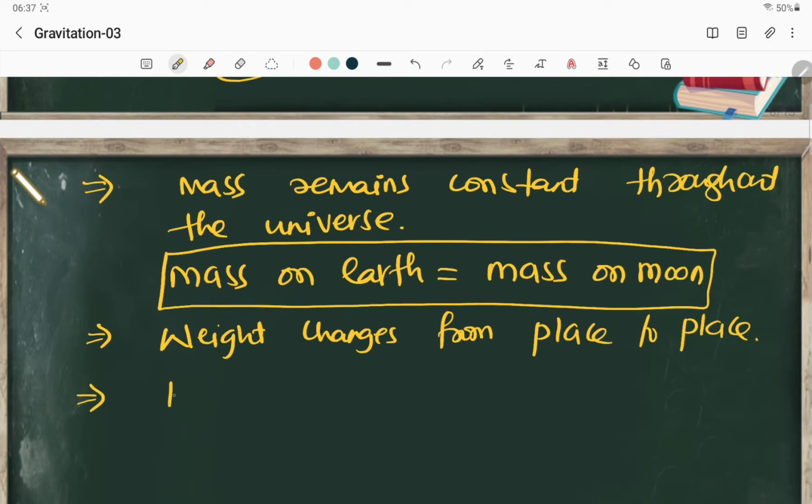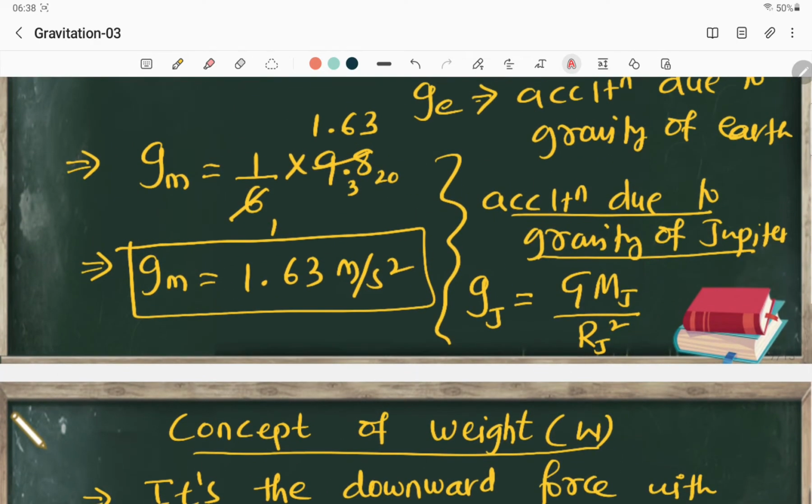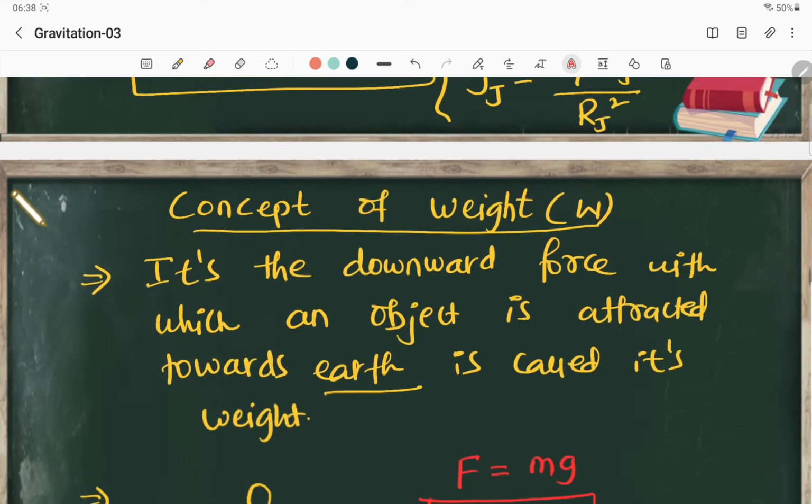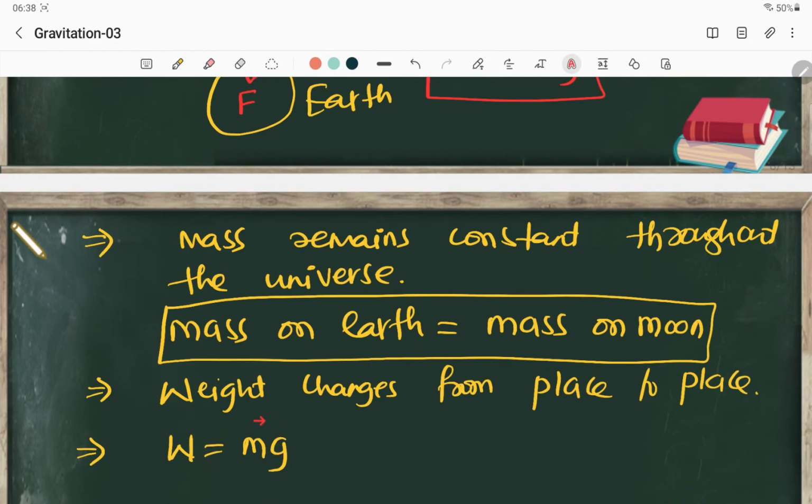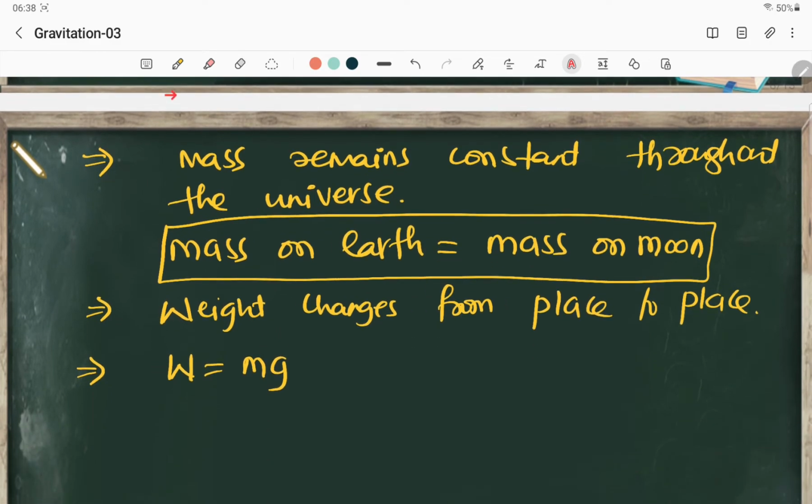Because the formula for weight itself is W is equal to mg. This m will remain constant. How about this g? This g value will be changing from place to place. On Earth it is 9.8 meter per second square, but on moon we just calculated it is 1.63 meter per second square. So that's why it will be changing from place to place. So you should be careful about this.